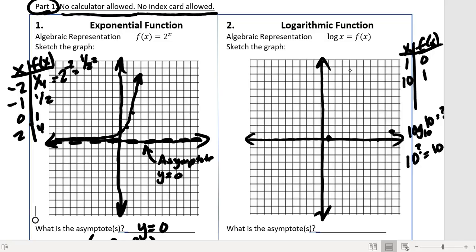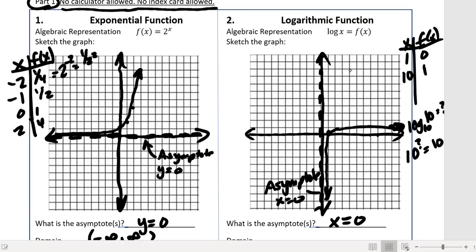And I know there's an asymptote right here. My asymptote is X is equal to 0. So we can sketch that in. Something like that. Okay, it's getting closer and closer to the vertical axis as you go farther down. What is our asymptote? X is equal to 0.